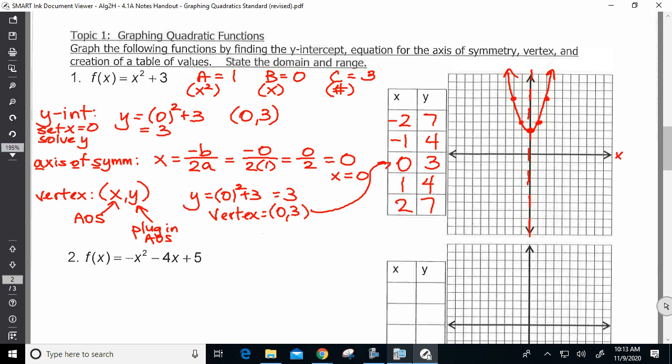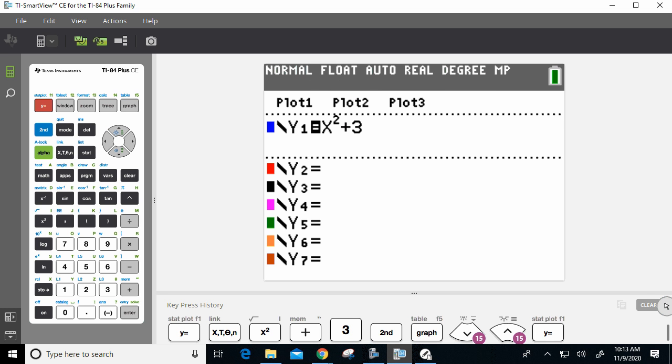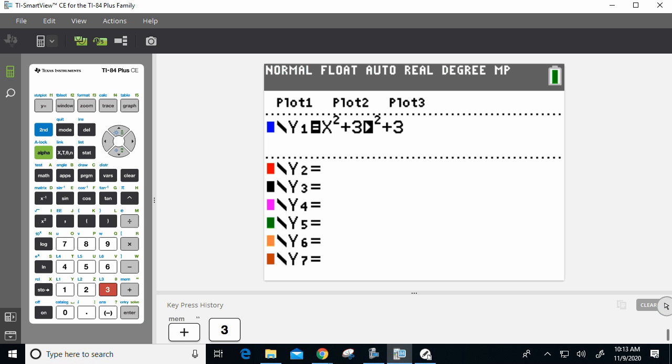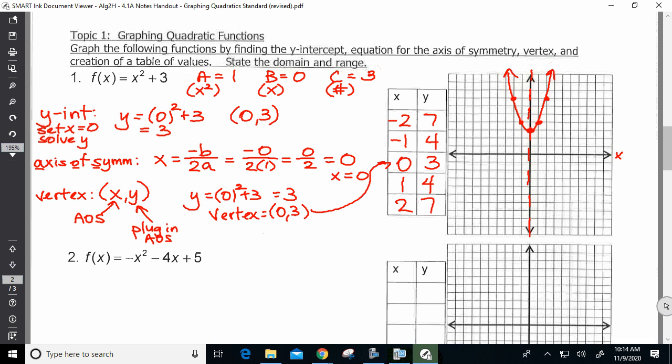So, just to show you again how it goes in the calculator. You go to y equals, you type in the function that you want, x squared plus 3. Press second, press graph, that will pull up your table. Then you pull what you want off the table to produce your graph.